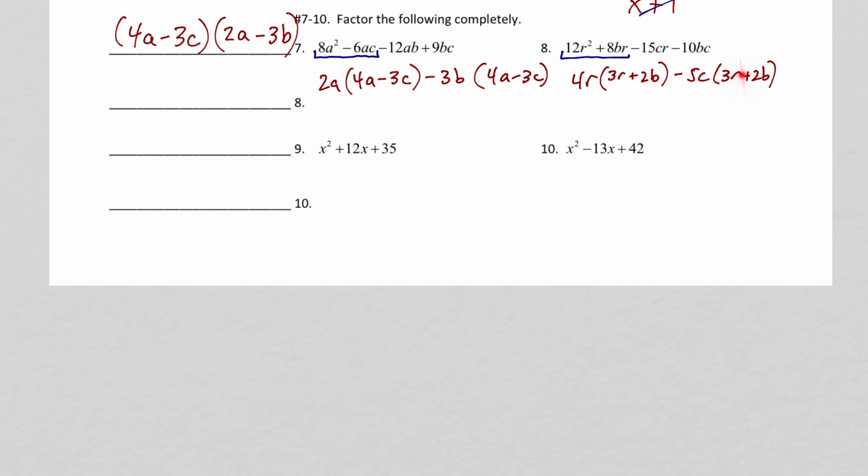So here's my common factor, and that comes out 3r plus 2b, and we're left with 4r minus 5c.